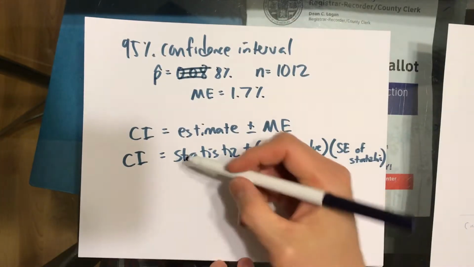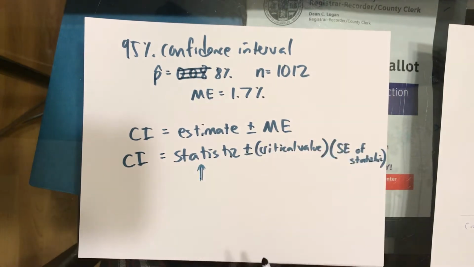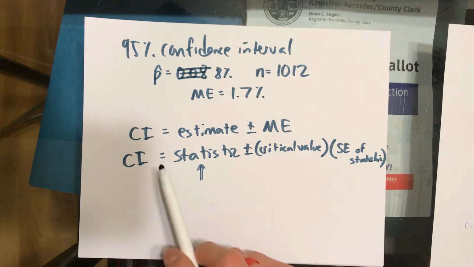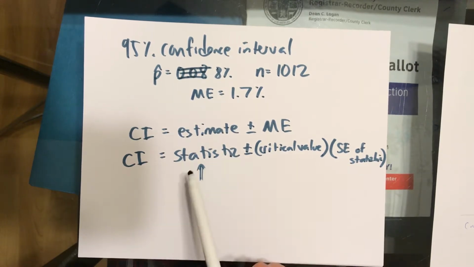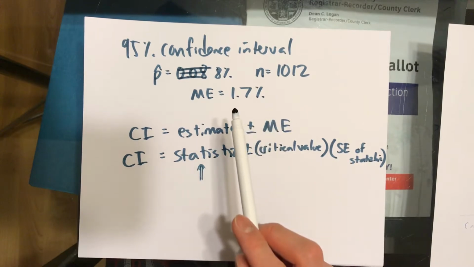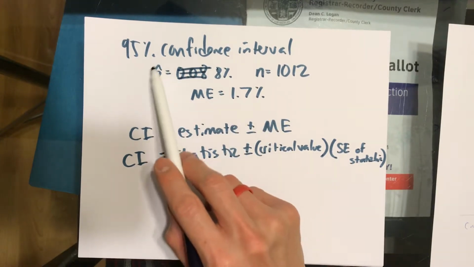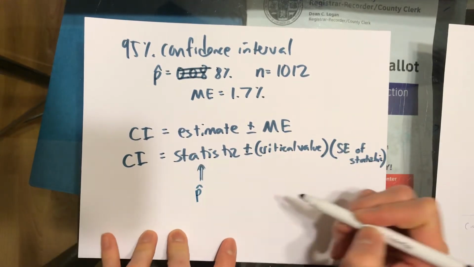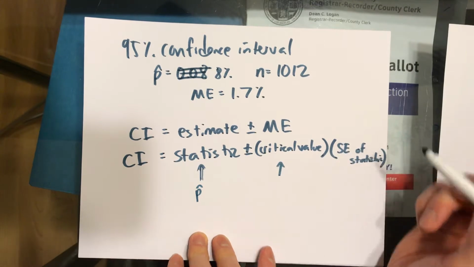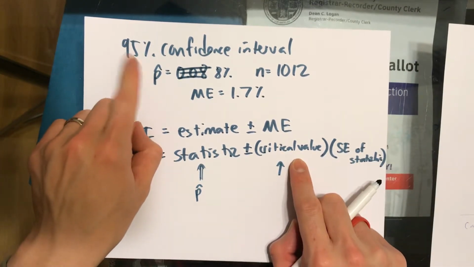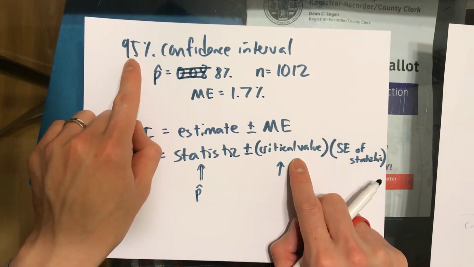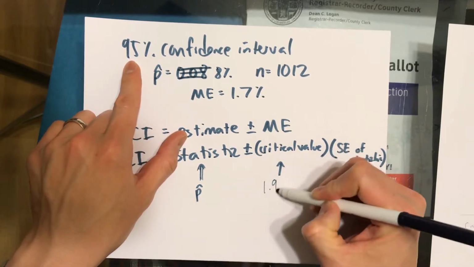So now the statistic, if you remember our discussion last week, there's a parameter and there's a statistic. A parameter deals with a population, a statistic deals with a sample. So what statistic did we deal with in this problem? It was the p hat, the 8%. The critical value is tied to your confidence level. Our confidence level here is 95%, so our critical value for this one is 1.96.